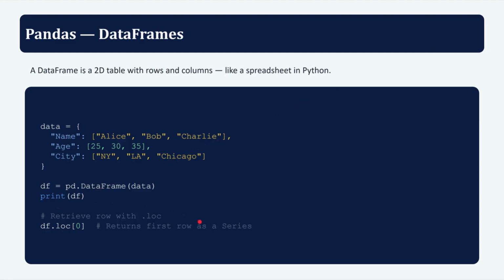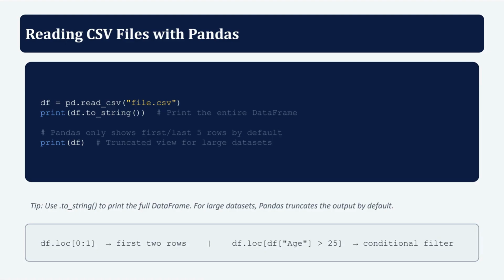And similarly, we can retrieve a row from this specific data table. So here we can see these can be the names for each row, and these are the data in those columns. So reading the CSV files with pandas, you use the module read CSV, and then you have to print this as df.toString. So it prints the entire data frame as a string.